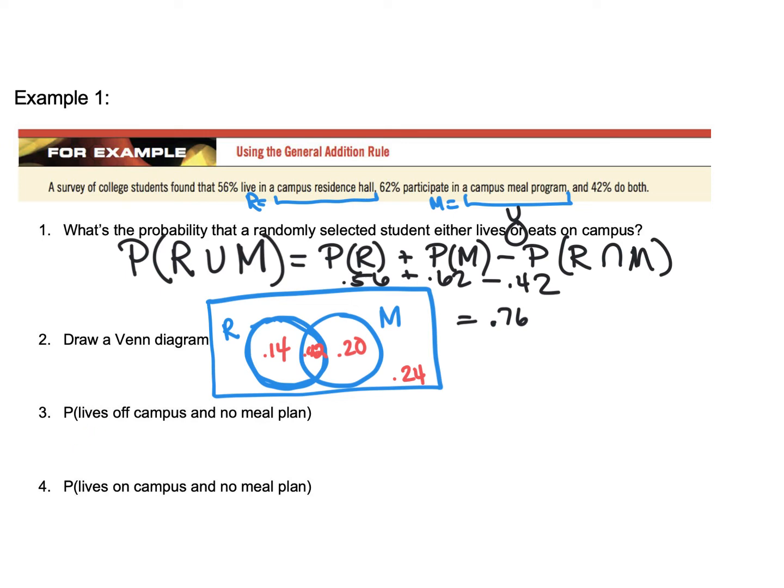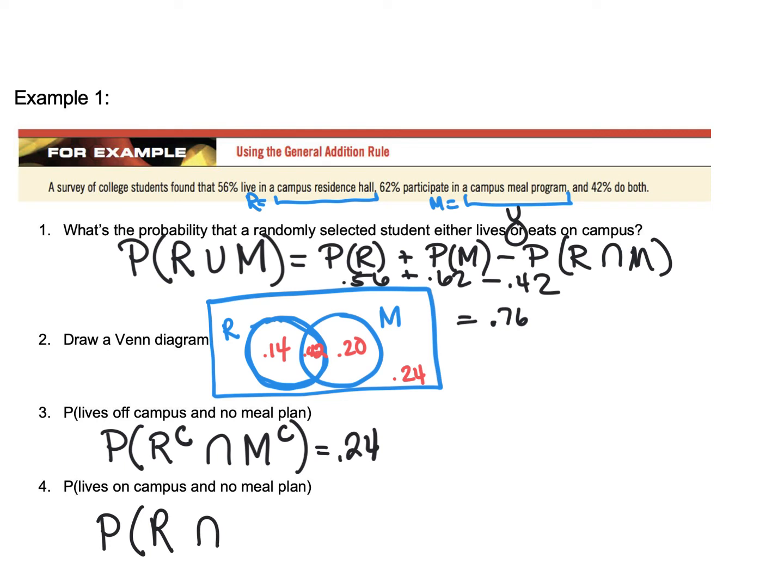The probability that you live off campus, let's write that with my notation. Off campus would be our complement, and so that's intersected with no meal plan. So off campus would be outside the R, and then outside the M is this one down here, the 0.24. Probability that you live on campus, so that's R, intersected with meal complement, so no meal plan.